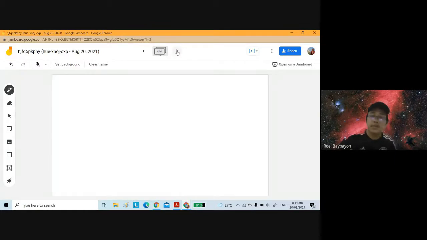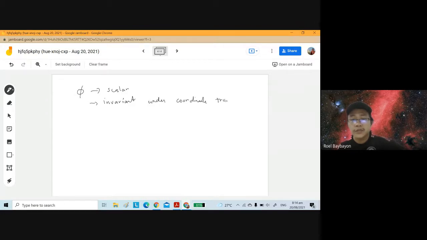Now, we also define a scalar. A scalar is unaffected, or invariant, under such transformation. So I will define, say, phi as a scalar, and we know the definition of a scalar: it is invariant under coordinate transformation. Later we will prove how to show that a function is a scalar using this concept of coordinate transformation.